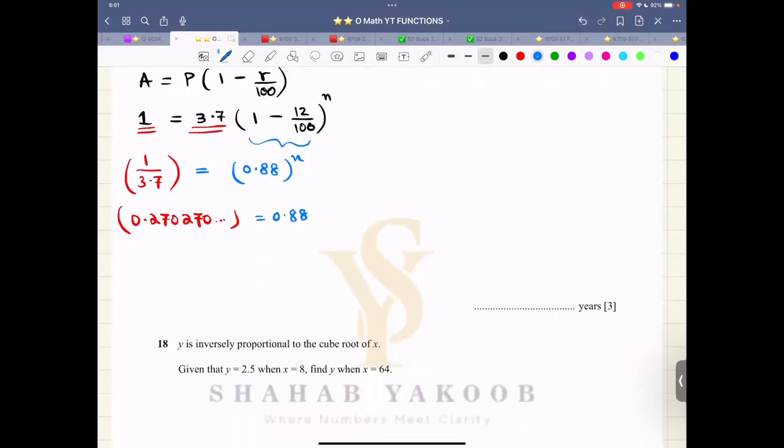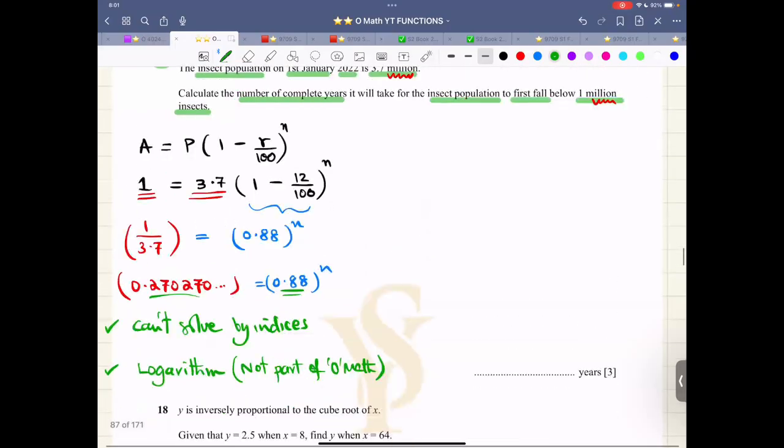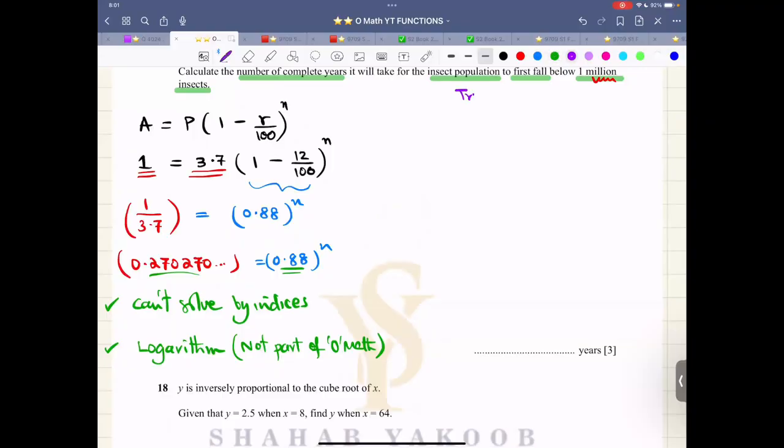Now the thing is, can this be solved by indices? We cannot solve by indices because such bases you cannot work out mentally. So therefore, the option that is left is logarithm. But logarithms are not part of the O-level math syllabus. They are not taught in IGCSE. So therefore, let me use the concept of trial and error.